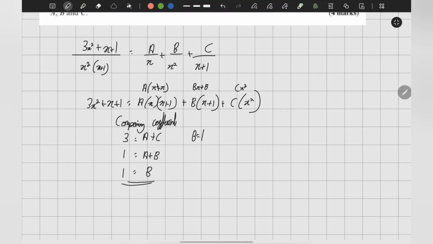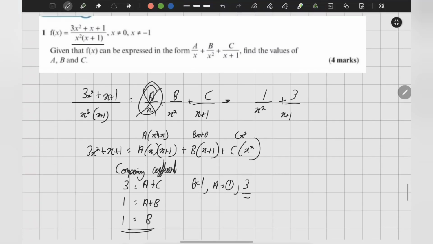If b is 1, then a has to be 0 because a plus b is 1. And then c, if a is 0, will have to be 3. So those are our answers. If we plug those back in, if a is 0, then we don't write any of this because 0 over anything is 0. So we would just have 1 over x squared plus 3 lots of 1 over x plus 1. Yeah, that's it. Okay, so that's our answer for this one.